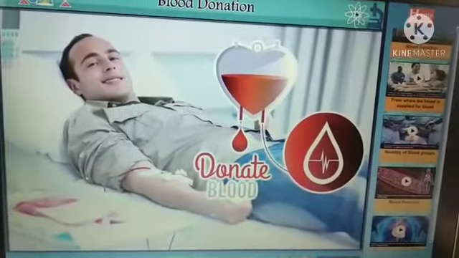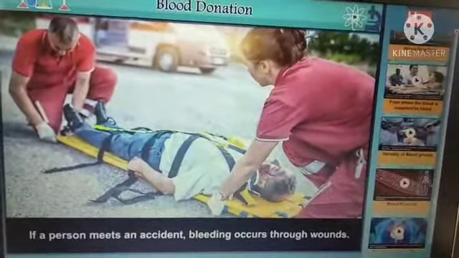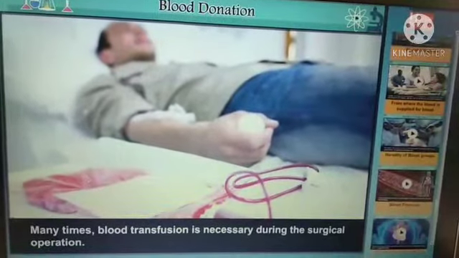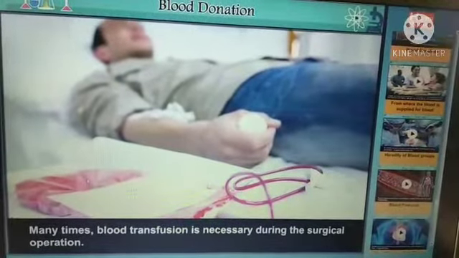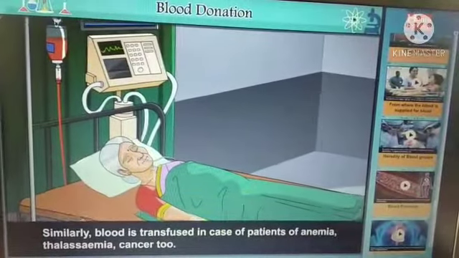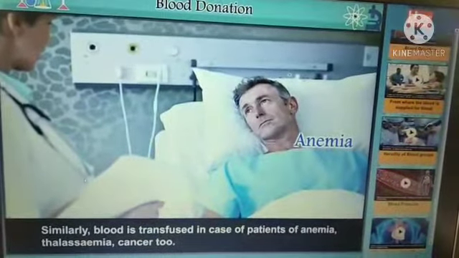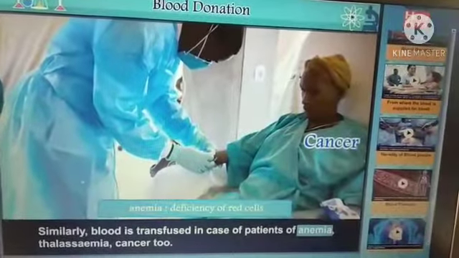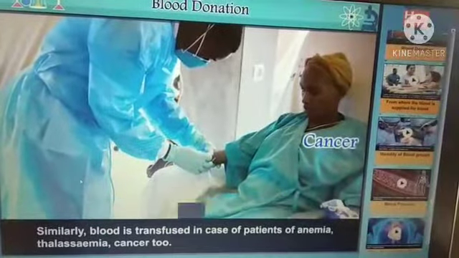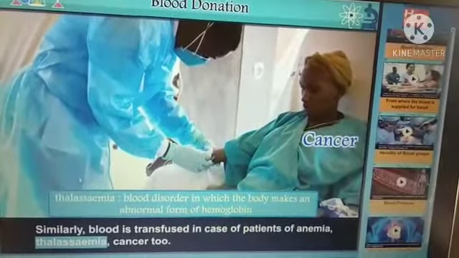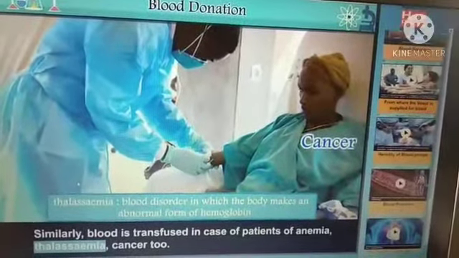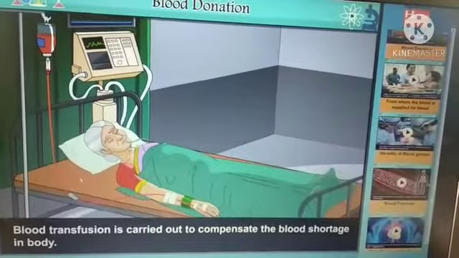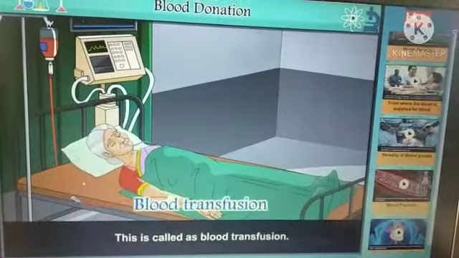Blood donation. If a person meets an accident, bleeding occurs through wounds. Many times, blood transfusion is necessary during a surgical operation. Similarly, blood is transfused in case of a patient of anemia, thalassemia, cancer too. Anemia means deficiency of red cells. Blood transfusion is carried out to compensate the blood shortage in the body. This is called blood transfusion.